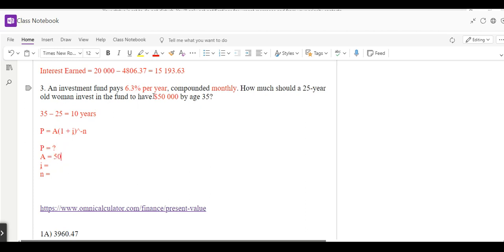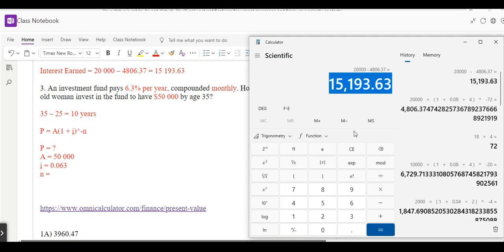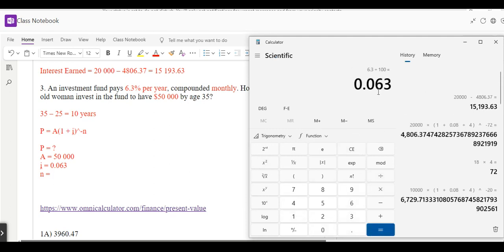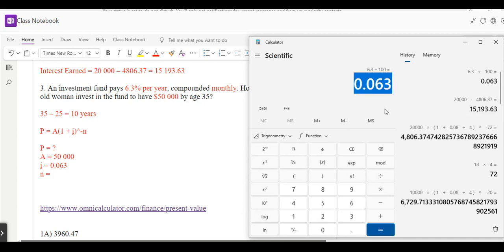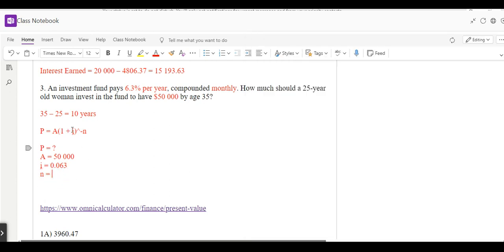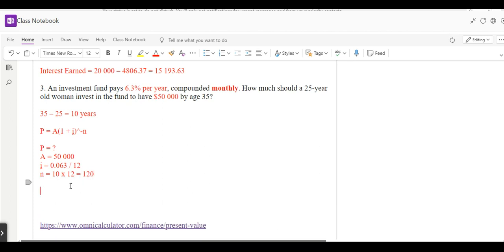In the future, she wants 50,000. The amount of interest is going to be 0.063 because again, if you were to take 6.3 divided by 100, that's going to give us 0.063. And the number of years we're talking about is 10. Now, since it's compounded monthly, we're going to take our I value and divide it by 12, and take our N value and multiply it by 12. 10 times 12 is going to be 120.